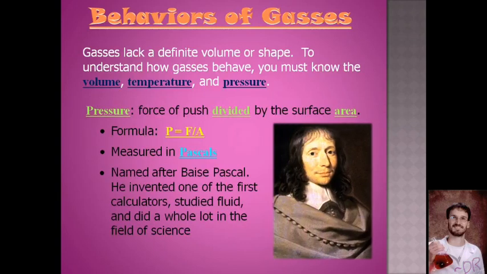Since we brought it up, we should define pressure: it is the force of a push that is divided over the surface area of an object. So if you were wondering why we had to calculate surface area before, one of the reasons is so you can calculate pressure. The formula for pressure is P, or pressure, equals force divided by surface area.